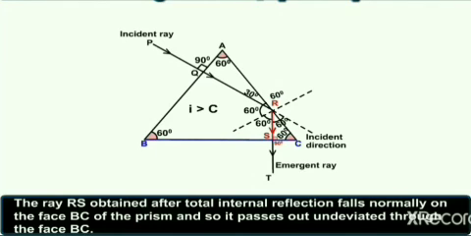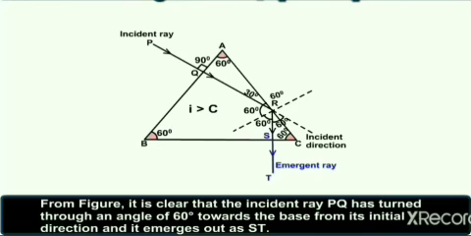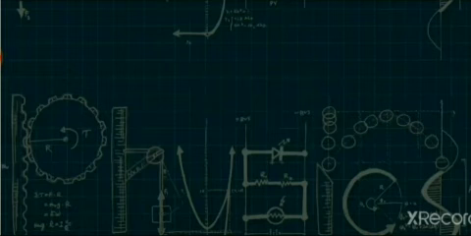The ray RS obtained after total internal reflection falls normally on the face BC of the prism, and so it passes out undeviated through the face BC. Thus, ST is the emergent ray. From figure, it is clear that the incident ray PQ has turned through an angle of 60 degrees towards the base from its initial direction.